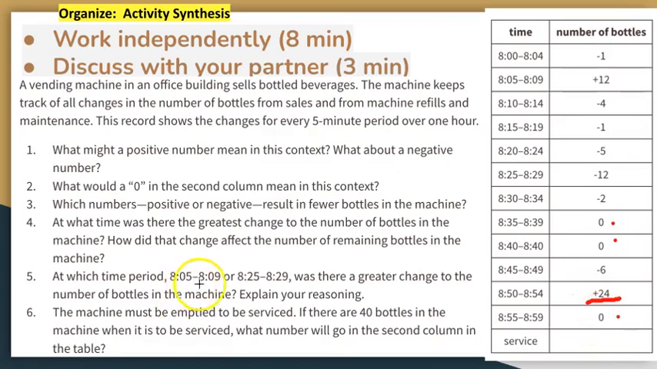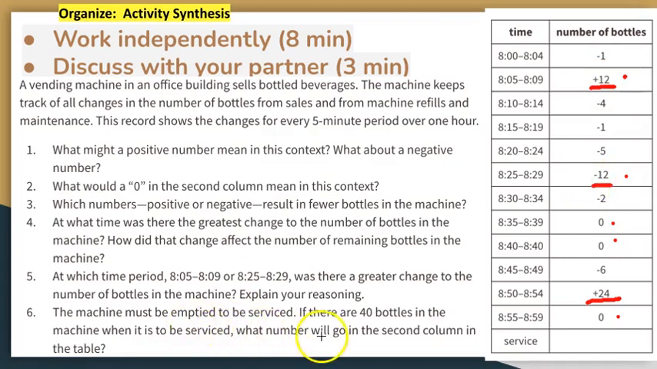Which time period, from 8:05 to 8:09 or 8:25 to 8:29, was there a greater change? So let's look at the 8:05 and the 8:25. Which one of those is a greater change? They're actually the same change, right? Here we're adding 12 bottles. Here we're actually selling 12 bottles. Both of those are equally the same distance from 0. So the change is the same. Even though one of them is a negative and one of them is a positive, the change is actually the same because these are our opposite numbers.